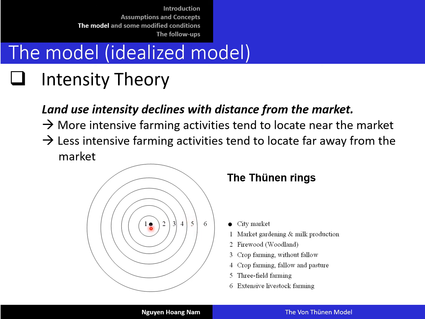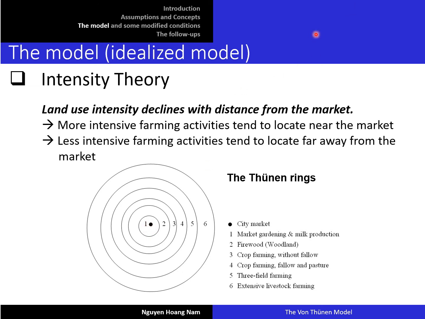And as you can see in many textbooks, and you can search on the internet as well, the von Thunen rings is the idea that gives a lot of examples about intensity theory. The city market is here, point 0. We have one is market gardening and milk production, or sometimes it's called dairy, to represent all milk production. Here should be located closest to the center market.